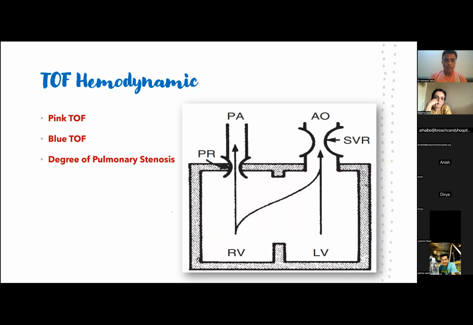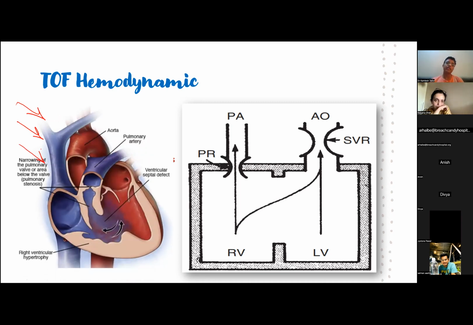Coming to the hemodynamics of TOF, there are two variants, pink TOF and blue TOF, and that depends on the degree of pulmonary stenosis. So how does the blood circulate in tetralogy of Fallot? As I mentioned, there is a large unrestricted VSD. So the inferior and superior vena cava blood reaches the RA, which is deoxygenated blood, going to the RV. From the RV, because there is a severe RVOT obstruction, some amount of blood goes to the pulmonary circuits, and the rest of the blood mixes directly into the LV, which makes the LV blood also deoxygenated.